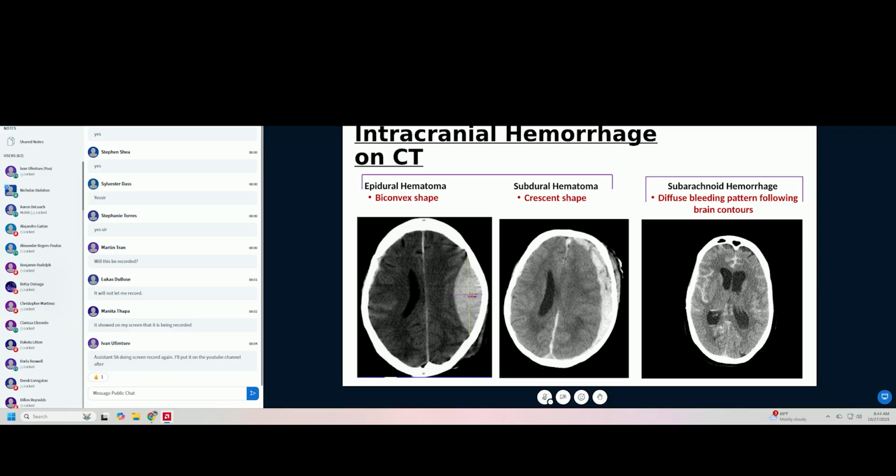And our job is to find out where that bleeding is and try to stop it. Or not our job, but neurosurgery's job. Our job is to identify it and get them over to neurosurgery.